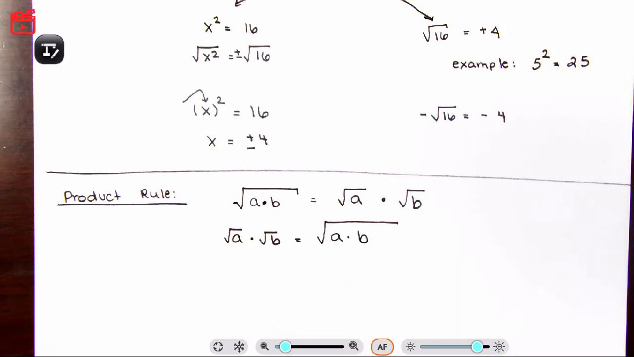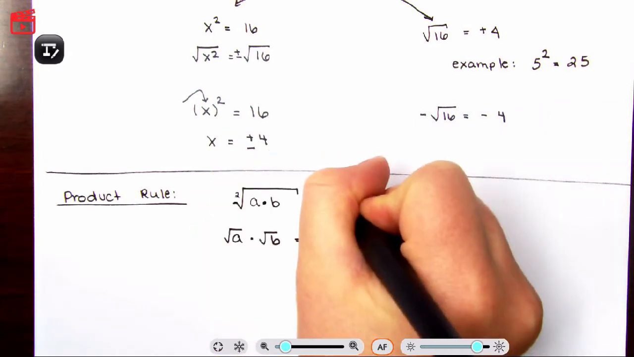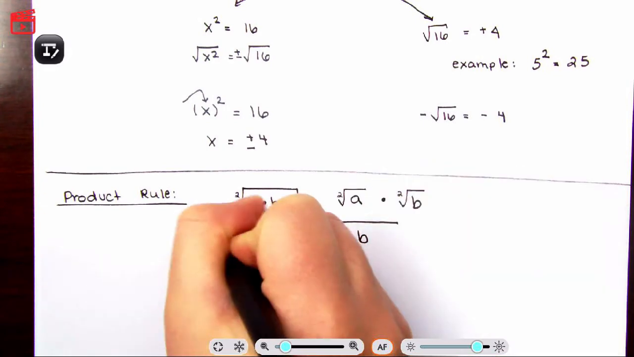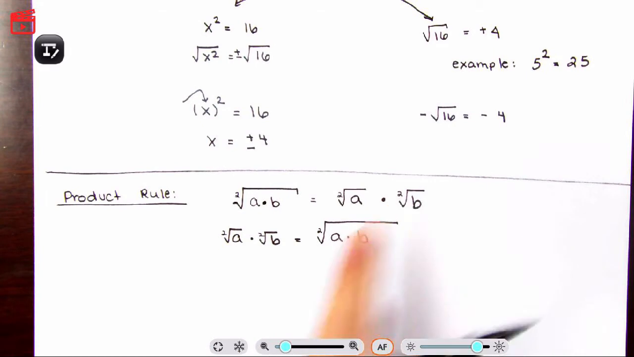Now the catch is it has to be the same root. So for example, these are both square roots. There's like a hidden 2 here. So these have the same index, or these have the same roots. Let's do an example of a product rule.